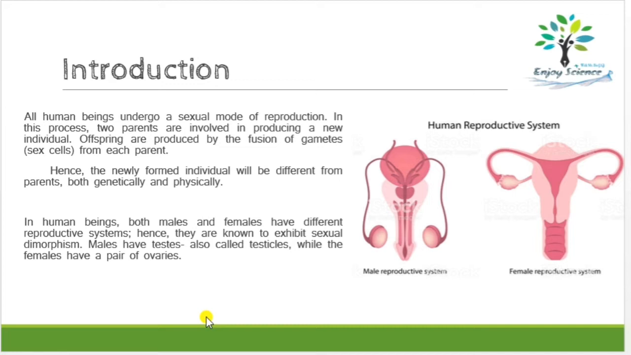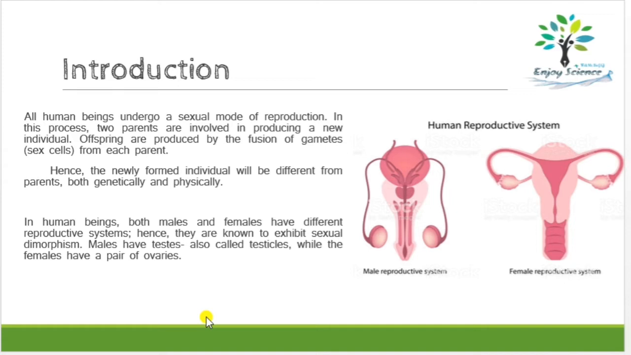So as we know, human beings undergo sexual mode of reproduction. There is no asexual mode of reproduction in human beings. Human beings can only have one mode of reproduction, that is sexual mode of reproduction. So what happens in this process? Two parents are involved, a male parent and a female parent, and there is the production of gametes. The male produces male gametes and the female produces female gametes.